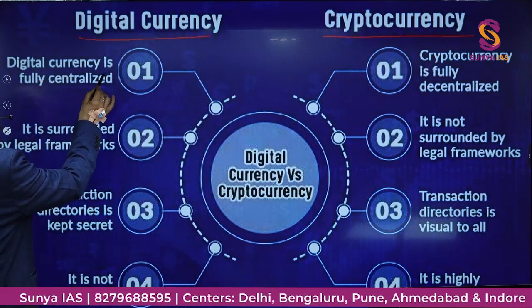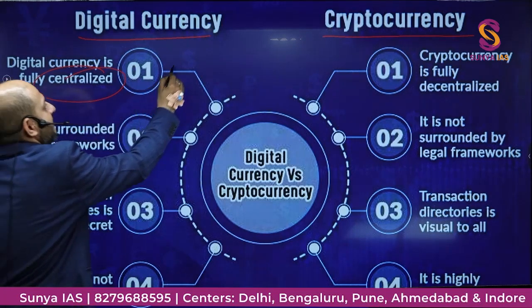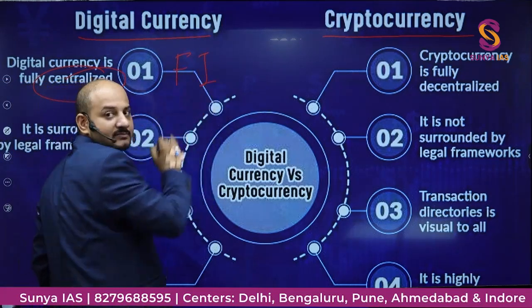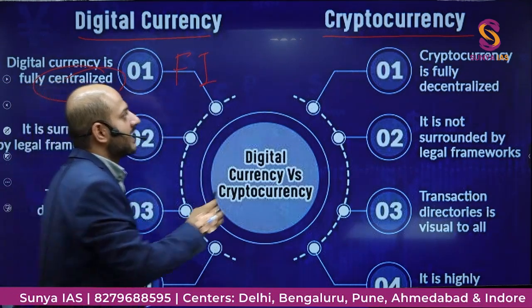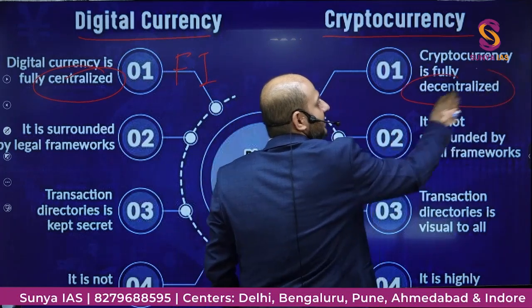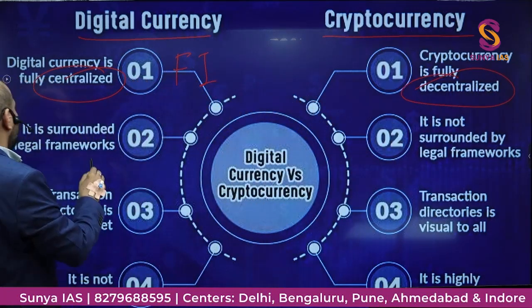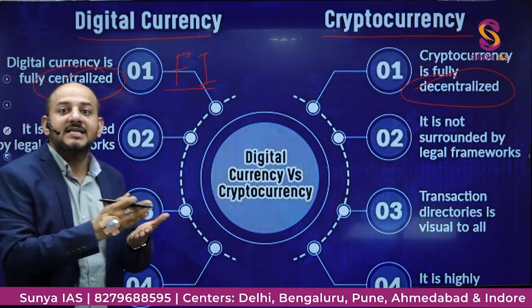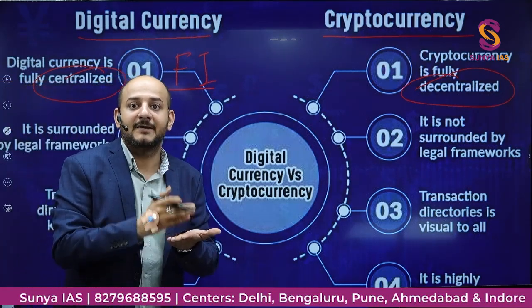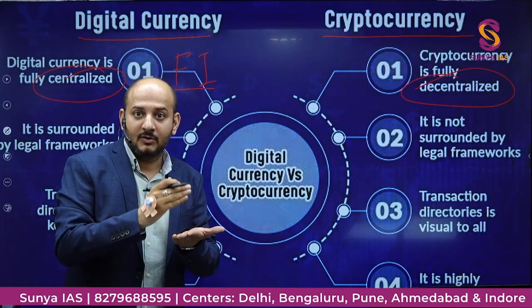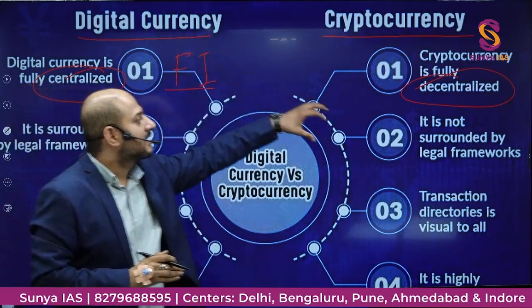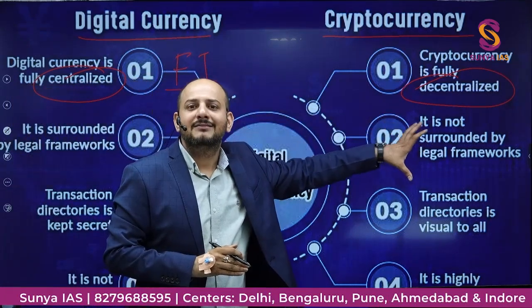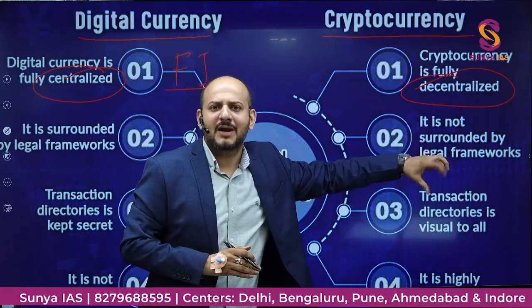Digital currency is fully centralized because it is backed by a financial institution, whereas cryptocurrency is fully decentralized. Here, because financial institutions are there in digital currency, it has regulations. For example, for UPI, bank regulations are there. Whereas cryptocurrency is not surrounded by any legal formalities. A private community is there.